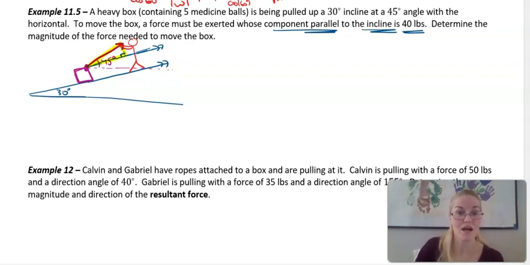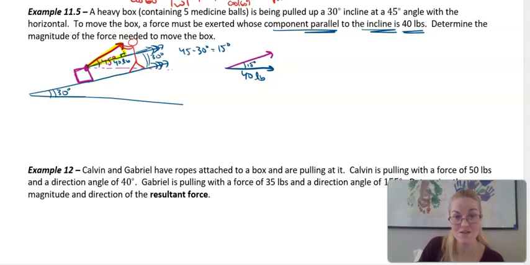And what do I know? I know that 40 pounds, right? Force must be exerted whose component parallel to the incline is 40 pounds. So that means this right here would be 40 pounds. Do I know this angle inside here? Well, I should, because if these lines are parallel, that means this 30 degrees here is also 30 degrees there. What is 45 minus 30 degrees? 45 minus 30 degrees is 15 degrees. So this angle right here is 15 degrees.